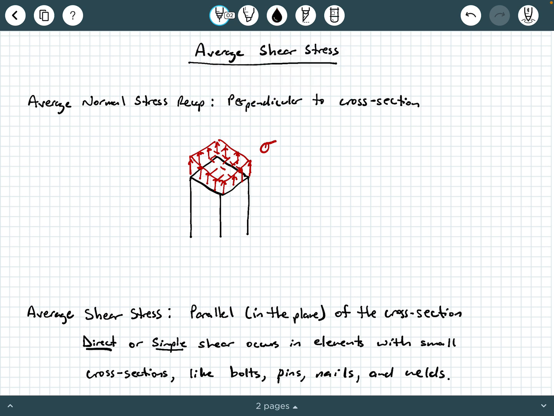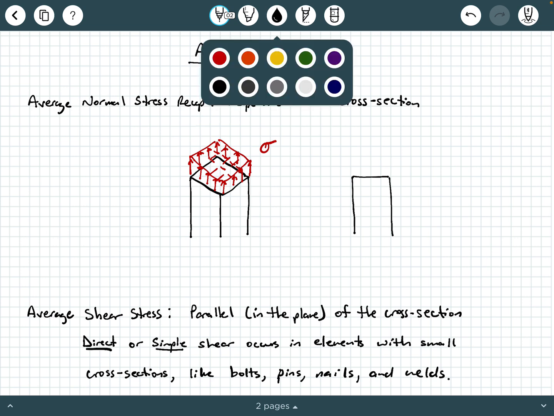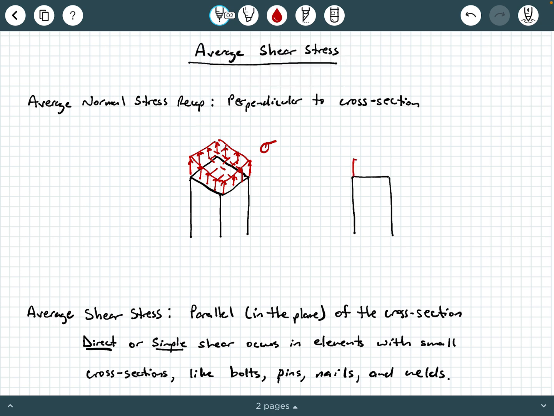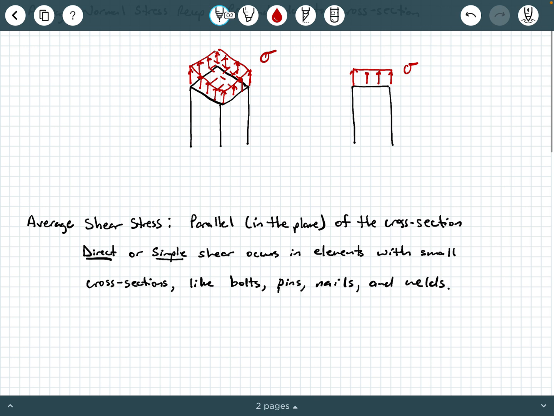If I were to draw this similar kind of element but in 2D form, then average normal stress would be spread out uniformly like this. And this is showing it in particular in tension. Compression would be pointing towards the member. We've seen several videos on that. What about average shear stress?